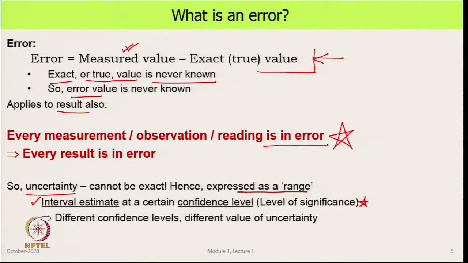So, you specify a confidence level, some value, we will get a certain range. This is our uncertainty. You specify some other value of the confidence level, we will get some other range. So, what we are saying is that uncertainty is not one answer, one number or one range, but depending on the confidence level chosen, you will get different ranges for the uncertainty. So, this is all what we want to learn now.